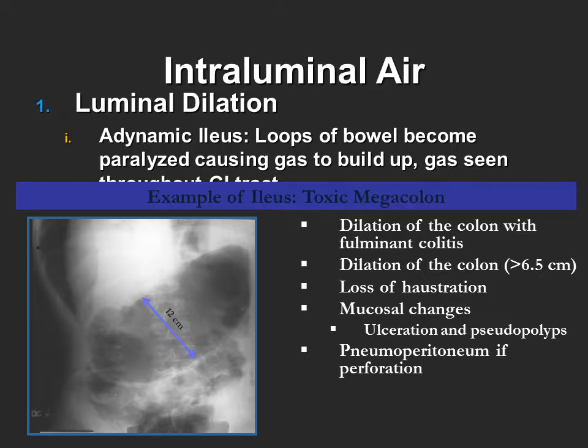Symptomatically, the patient has progressive abdominal distension and is toxic and obtunded. Toxic megacolon must be dealt with urgently as mortality approaches 20%. The most common cause of toxic megacolon is acute ulcerative colitis.